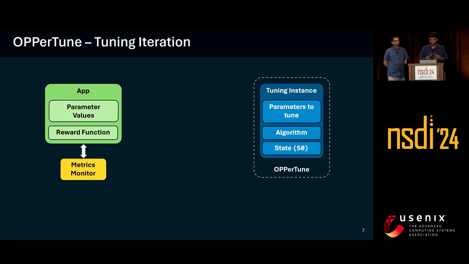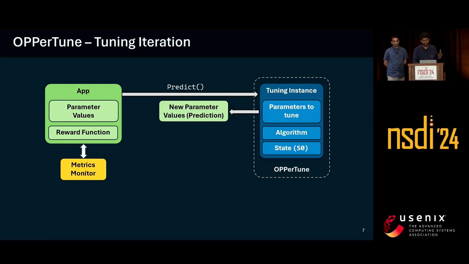Each tuning instance contains the parameters of its application to tune, the algorithm to use for tuning, and the internal state of the algorithm to maintain the tuning progress. The application asks its tuning instance for the parameters it believes will maximize the application's performance using the predict interface exposed by the OPPerTune service. The tuning instance responds with the new parameter values.